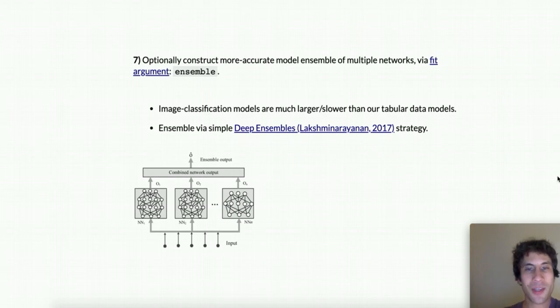Because image classification models are much larger and slower than tabular data models, it may often not be preferable to do ensembling, especially sophisticated ensembling like stacking, which is why we just stick with the simple deep ensemble strategy used here. Since neural network optimization is highly non-convex, even just retraining copies of the same neural network with the same hyperparameters on the same data suffices to create a diverse ensemble.